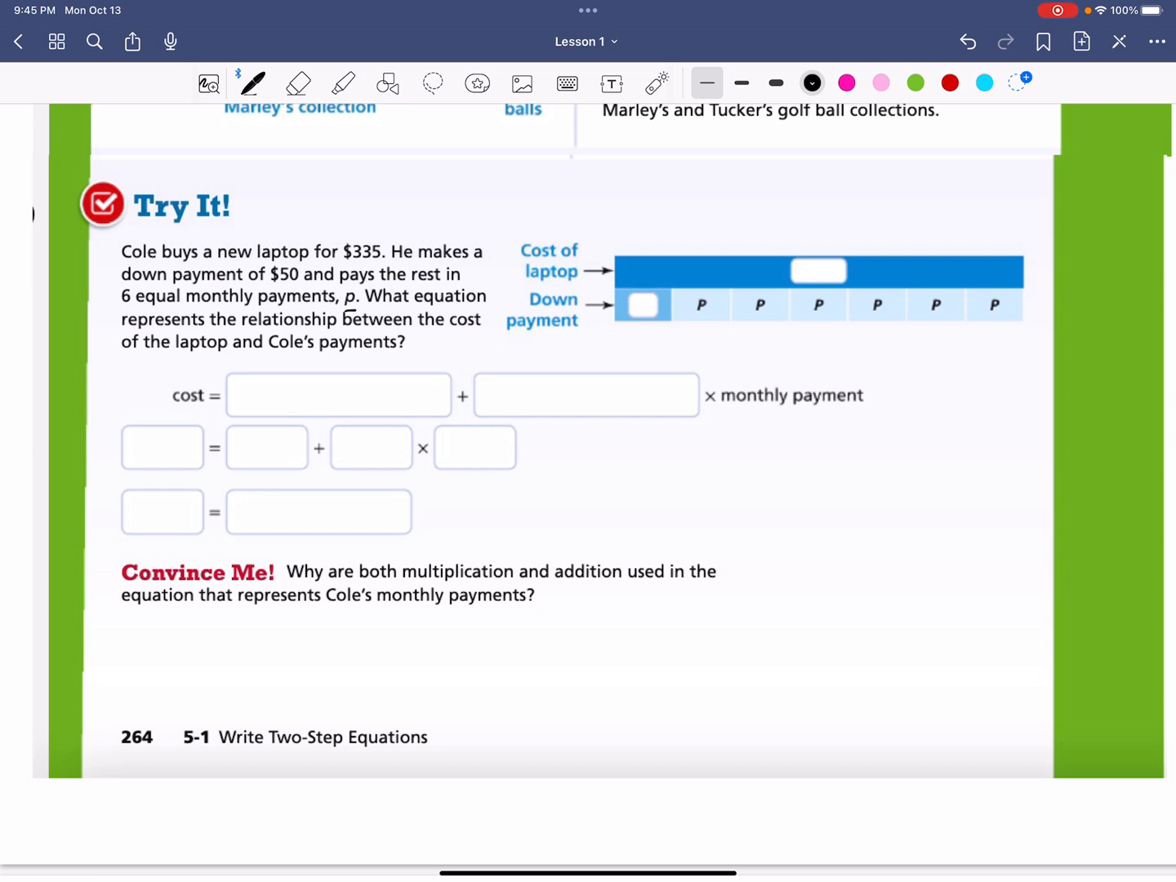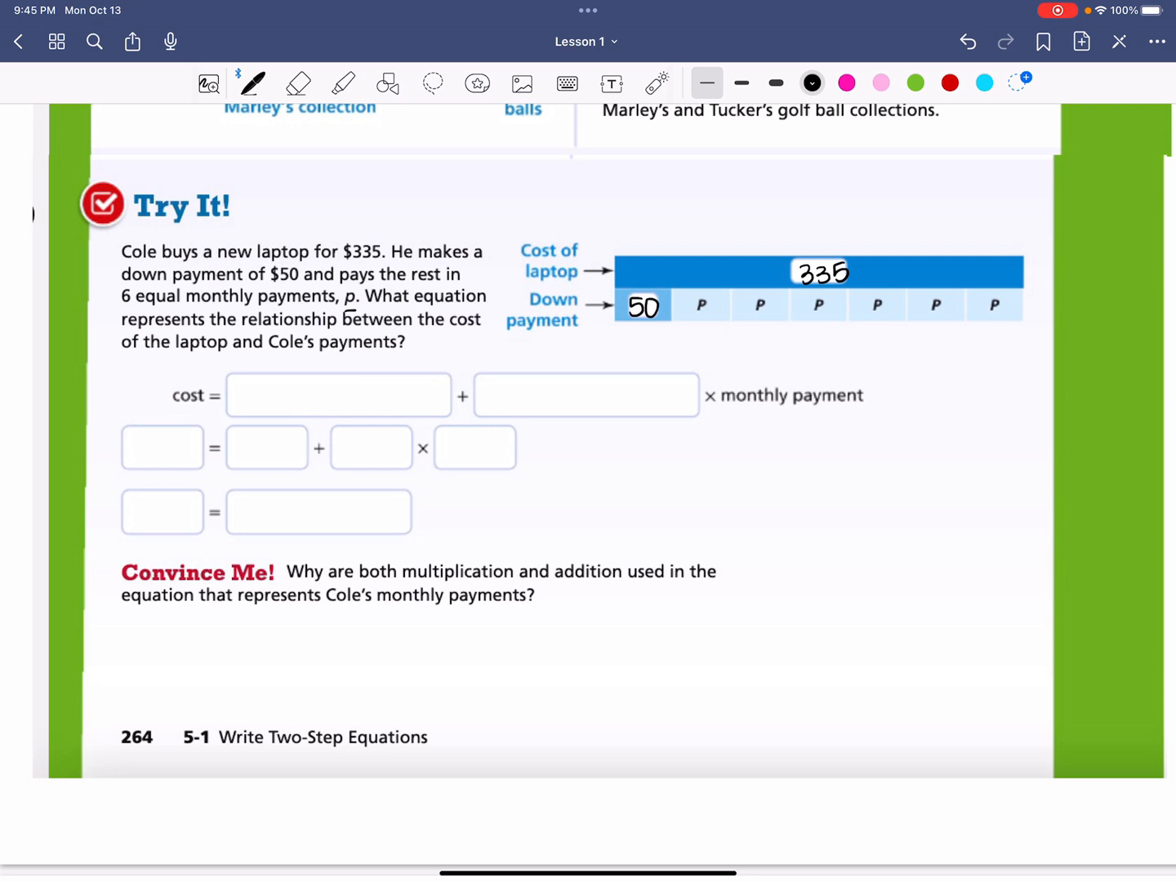So first things first, let's try to fill out this little blue box to help us understand what's going on here. So, how much does this laptop cost? Well, it tells us $335. Okay, and he's going to make 6 equal payments, and we need to figure out how much each payment is going to be. So, here they showed us our 6 payments with P, but he's not making those payments for the full $335 because he's already put down $50. So he has to pay the $50 plus his 6 payments of P to pay off the full $335.